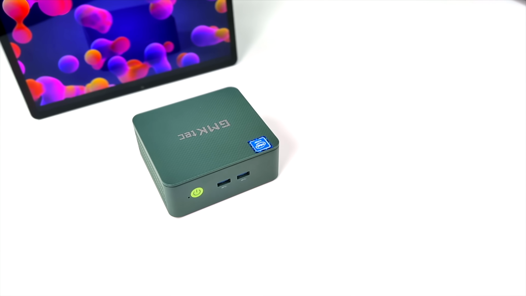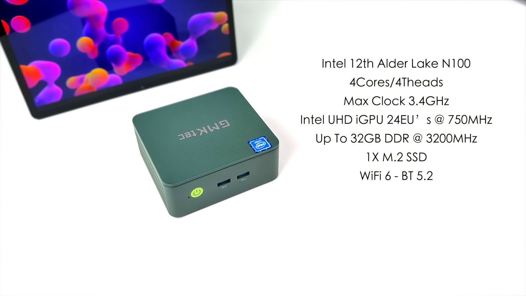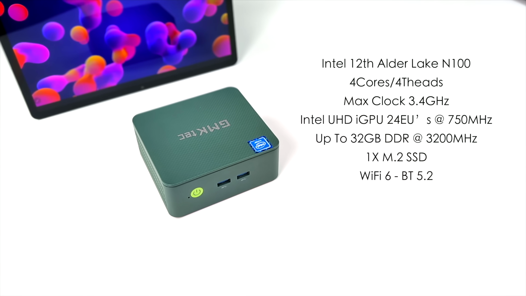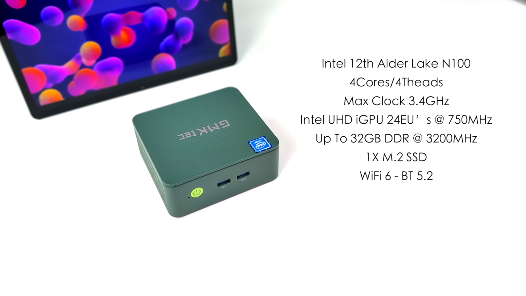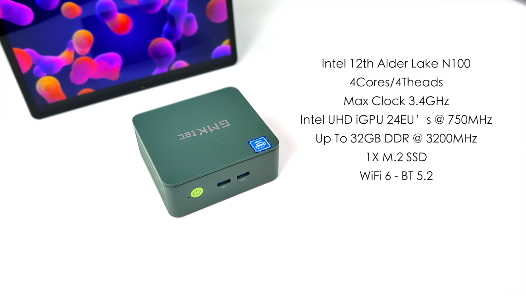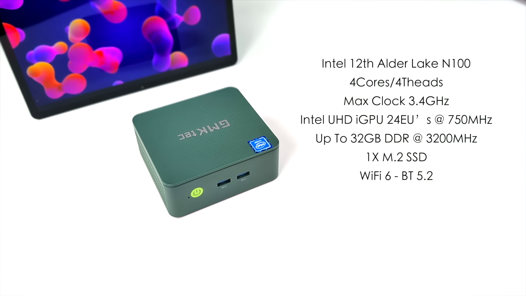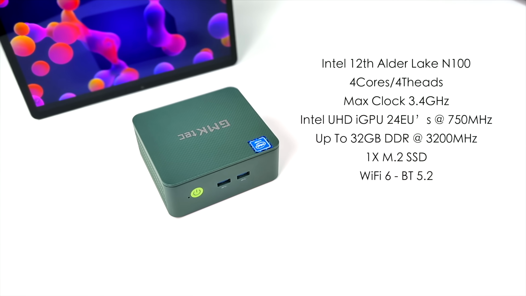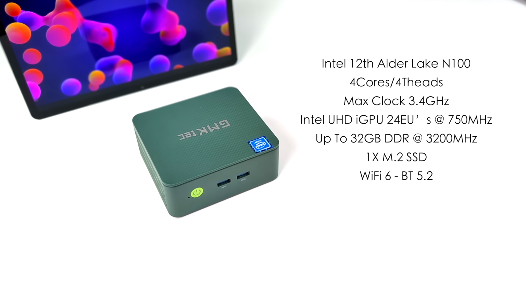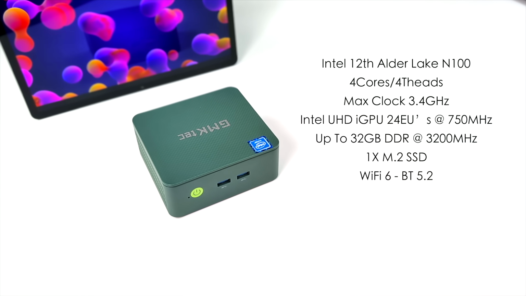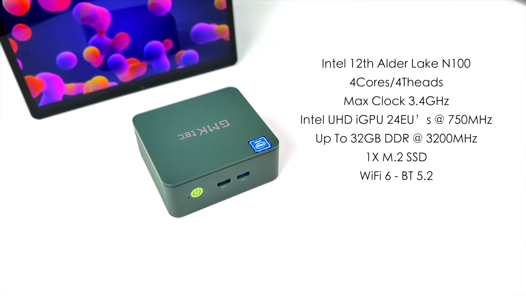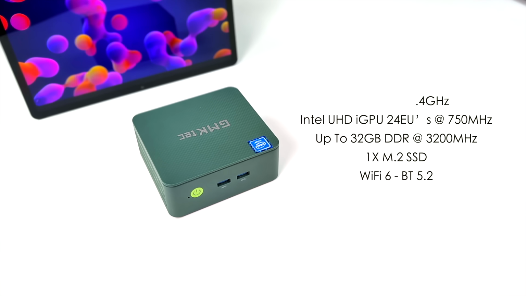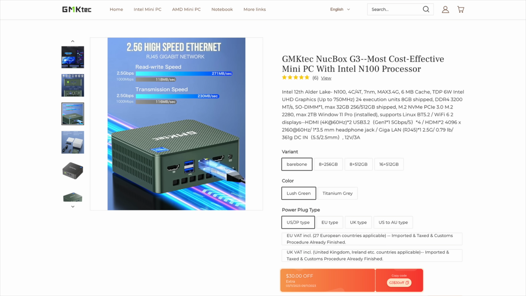And when it comes to the specs, the G3 is using the Intel N100 CPU. We've got 4 cores, 4 threads, a max clock up to 3.4 GHz, built-in Intel UHD graphics with 24 execution units at 750 MHz. You can do up to 32 GB of DDR4 at 3200 MHz, one M.2 SSD, Wi-Fi 6, Bluetooth 5.2.